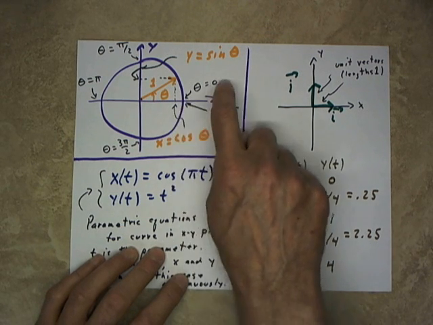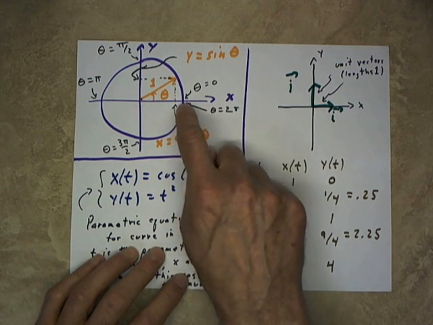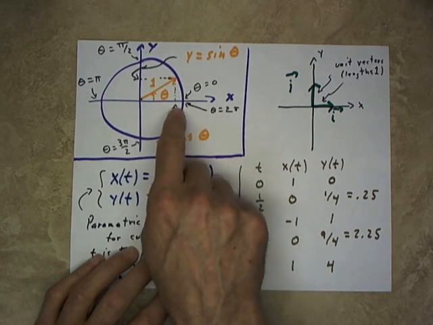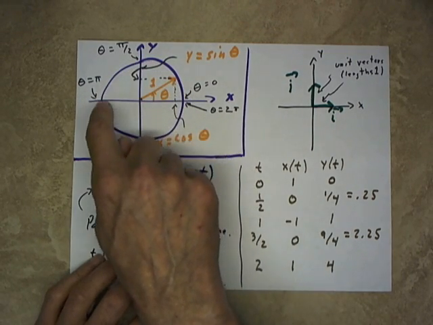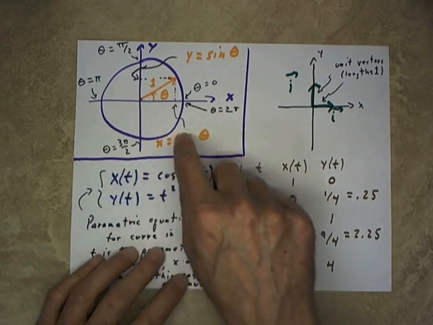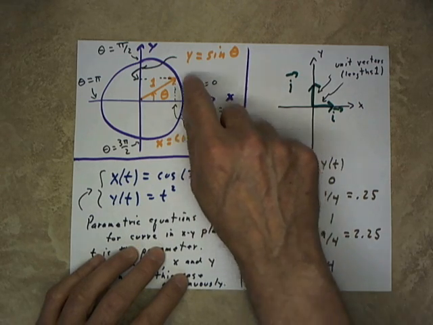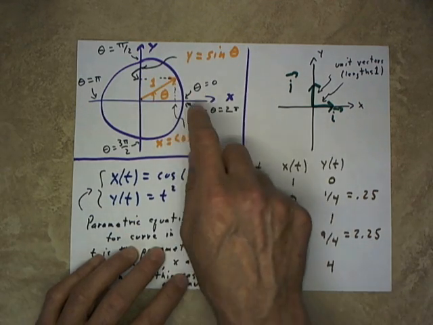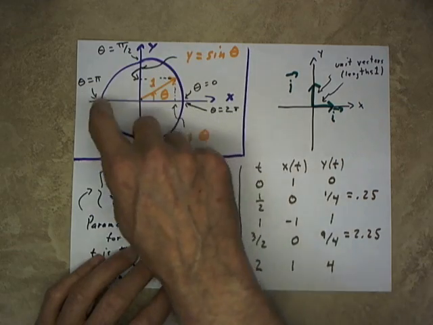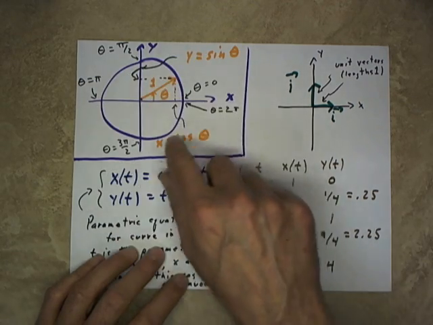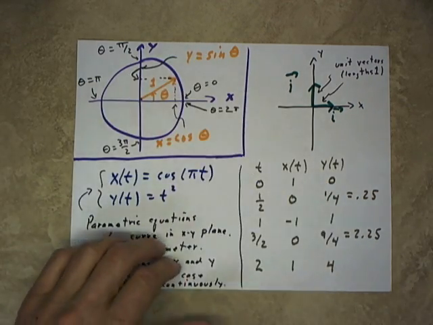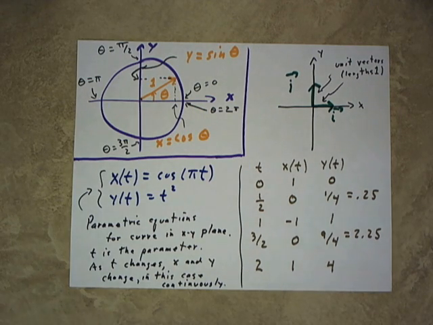Starting from the positive x-axis, theta is 0 at this point. As we move counterclockwise, theta goes up to pi over 2, then pi, 3 pi over 2, 2 pi. If we were to continue around the circle, we could then go to 3 pi, 4 pi, 5 pi, 6 pi, etc. around the circle.